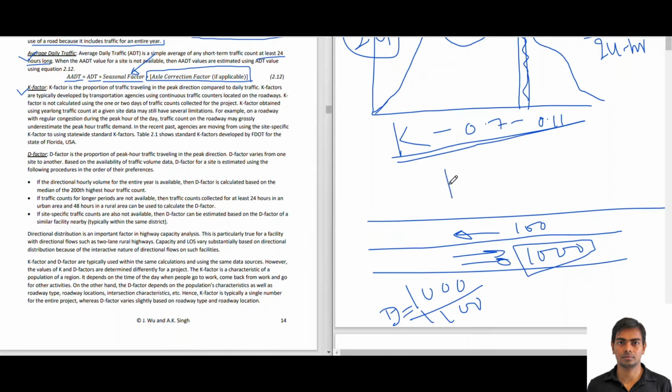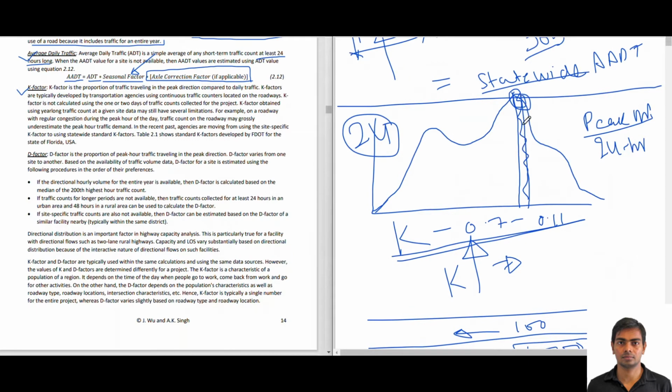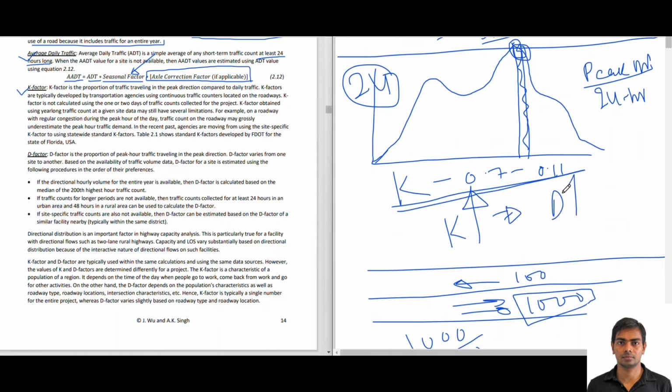So the higher the K factor, usually the worse the level of service or the worse the conditions existing on the roadways, because most of the volume is concentrated within that particular hour. And the higher the D factor, the worse the level of service or conditions on the roadway.